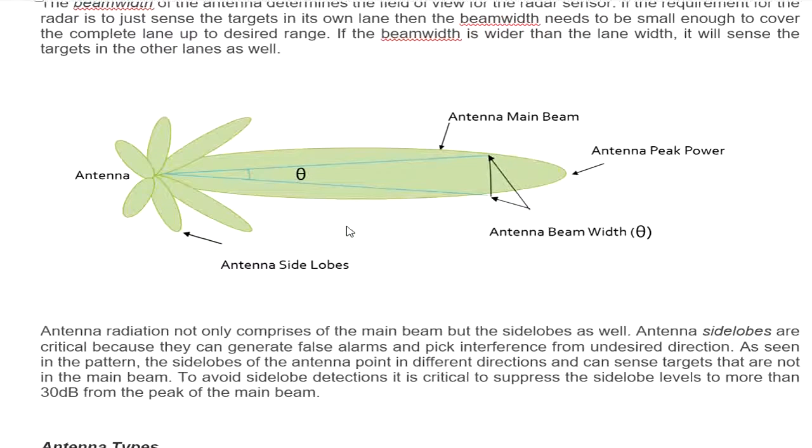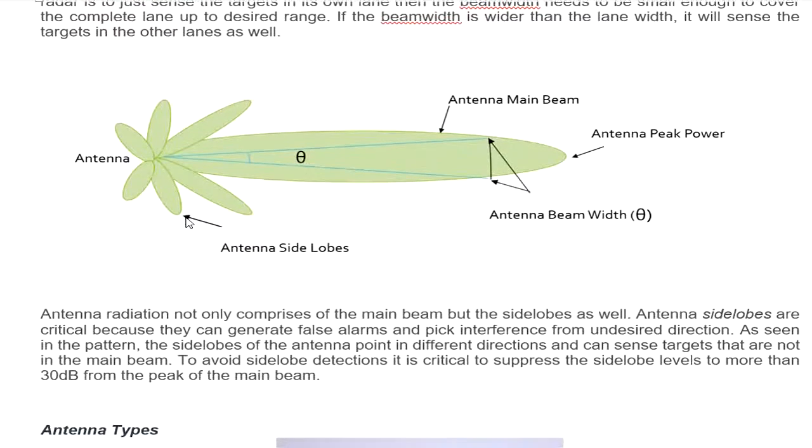And the antenna radiation not only comprises the main beam, but also has side lobes right here. The side lobe right here is critical because it can generate false alarms and pick up interference from undesired directions. The side lobes of the antenna point in different directions and can detect targets that are not in the main beam. To avoid side lobe detection, it is critical to keep the side lobe level more than 30 decibels below the main beam.